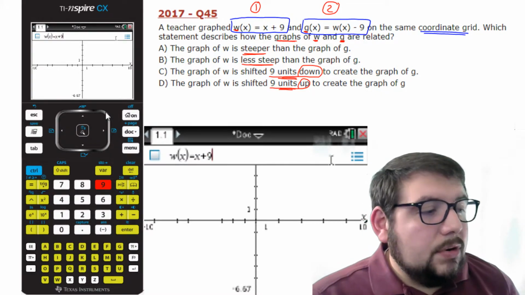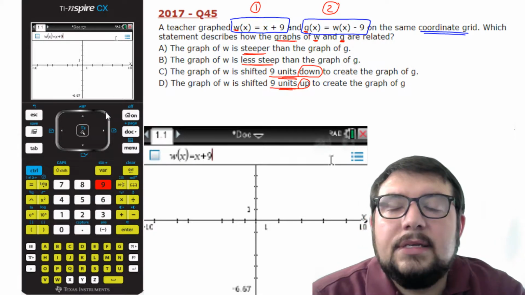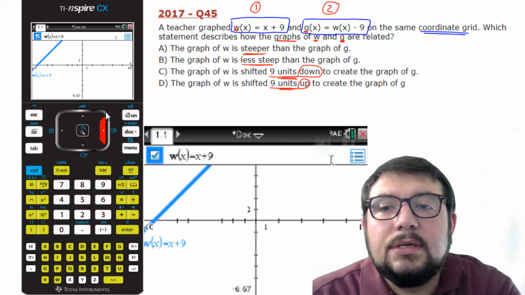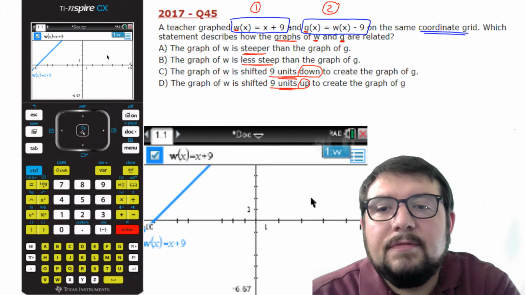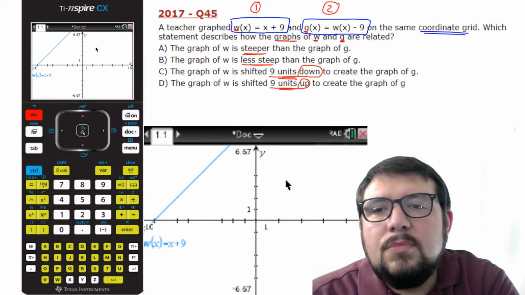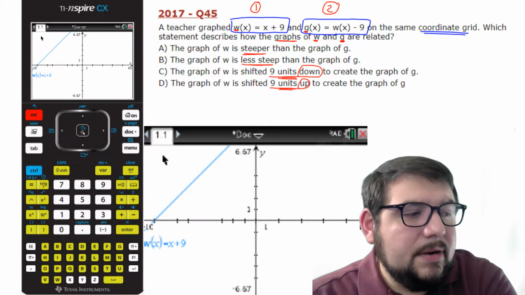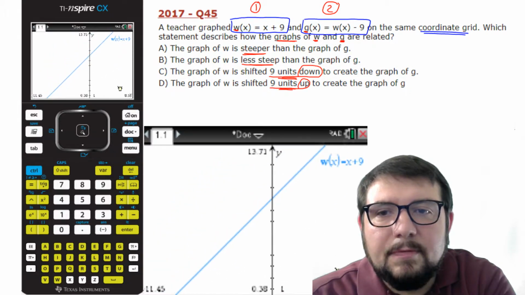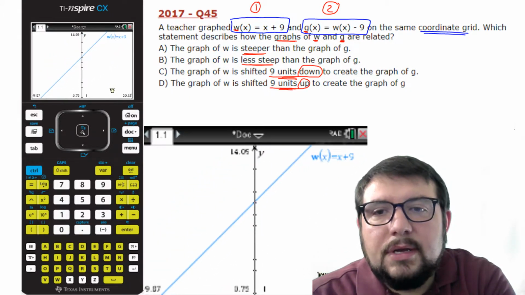Okay, so W(x) equals x plus 9, and that looks exactly like the first equation. So now you press enter, and of course it will graph it for you. So there we go. Okay, so the first graph is present. So let's move the paper so we can see it a little better because it's too far up in the corner. Just click anywhere on the page and you can turn it into a little hand that will move the paper for you. Okay, so there's my first graph.